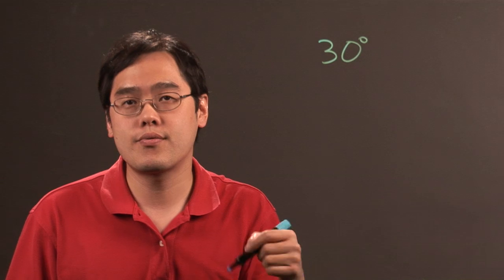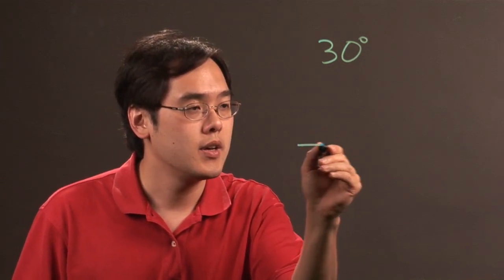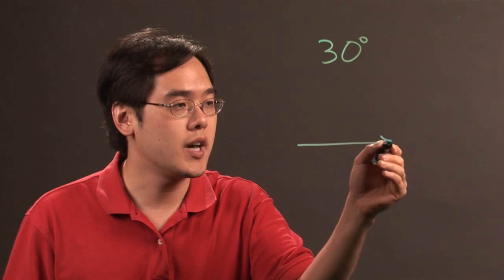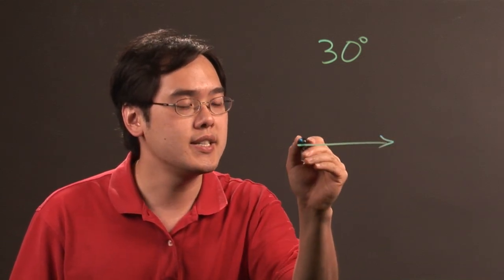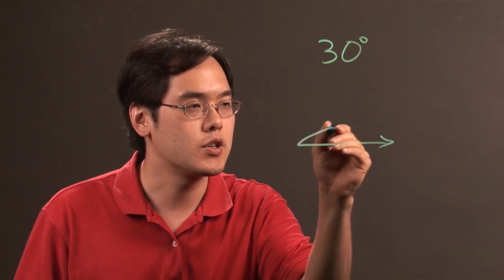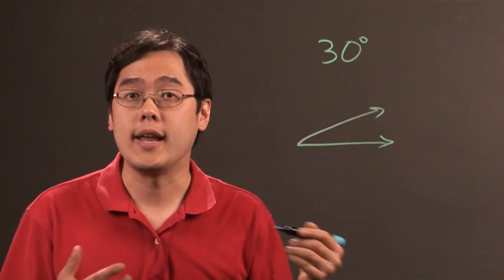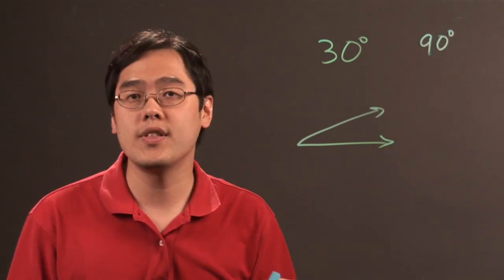Now, 30 degrees is a pretty acute angle, so when you construct it, you use a horizontal ray to begin with to give you a foundation. And then 30 degrees is not too high, but it's not terribly low either, so perhaps to construct it something like that.